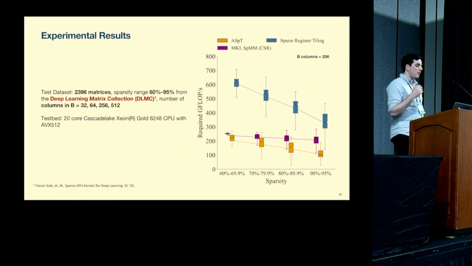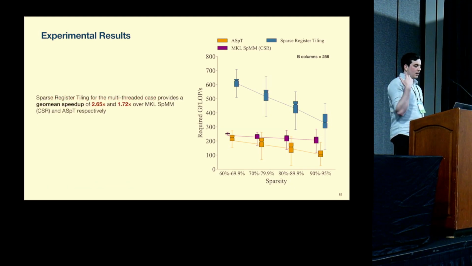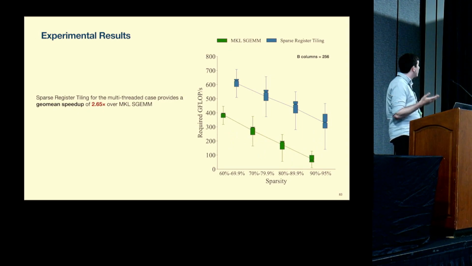We tested our method on over 2,000 matrices from the deep learning matrix collection in the sparsity range of 60 to 95%. And here on the right, we can see that compared to the sparse competitors, we can consistently outperform them across the sparsity range tested. And this also goes for our dense competitor, MKL SpMM.